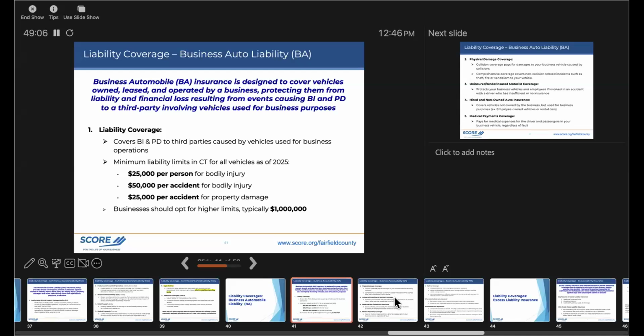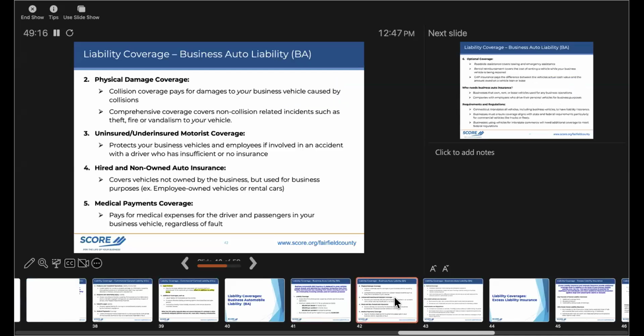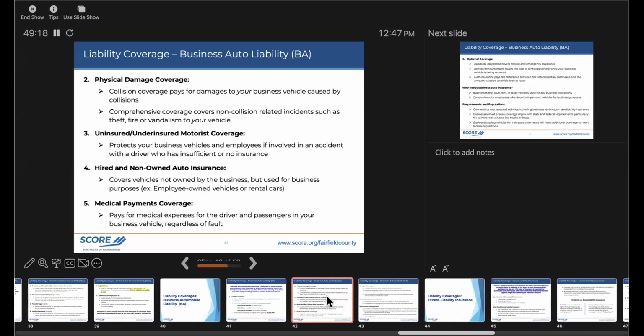This has nothing to do with whether you operate one vehicle or 100 vehicles. If you operate one vehicle or you're asking employees to use their personal auto, you need to have a business auto liability policy. Now, the business auto liability policy covers liability, third party, and also covers physical damage, which is first party. In other words, it's coverage for protection of your vehicle: collision covers damages caused by collisions, and comprehensive covers your vehicle for things like theft, fire, or vandalism.